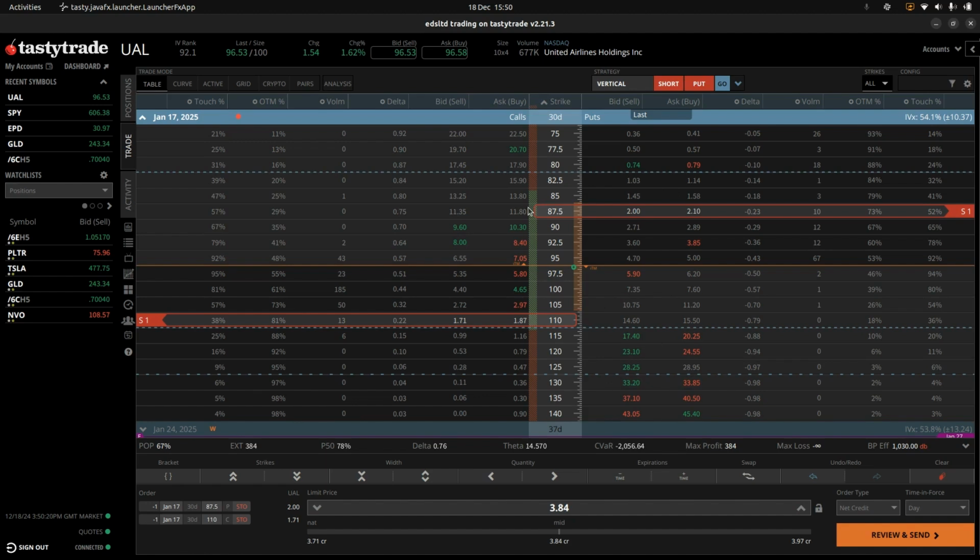Now, as long as price stays within this range, we will be absolutely fine. Currently, price is at 96.53 a share, which is represented by this horizontal orange line. And if price stays where it is, we keep all of the premium. If price goes up a little bit, but not above 110, we keep all the premium. If price goes down a little bit, but not below 87.5, we keep all the premium.